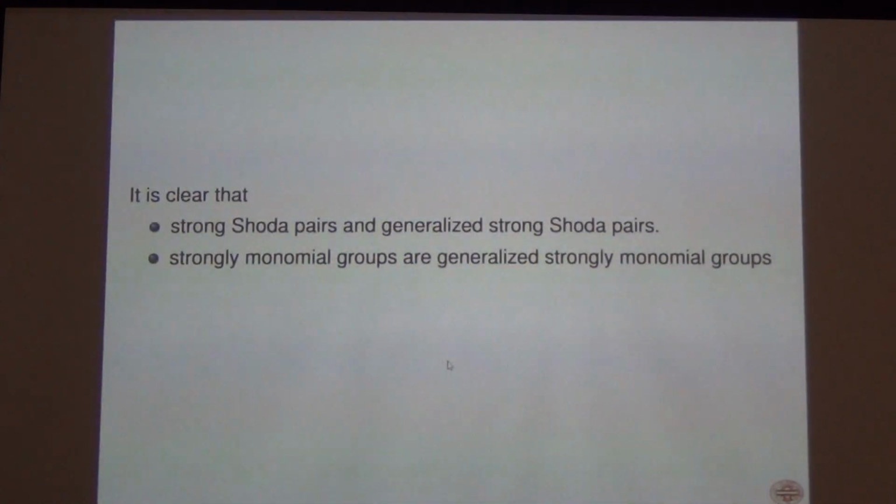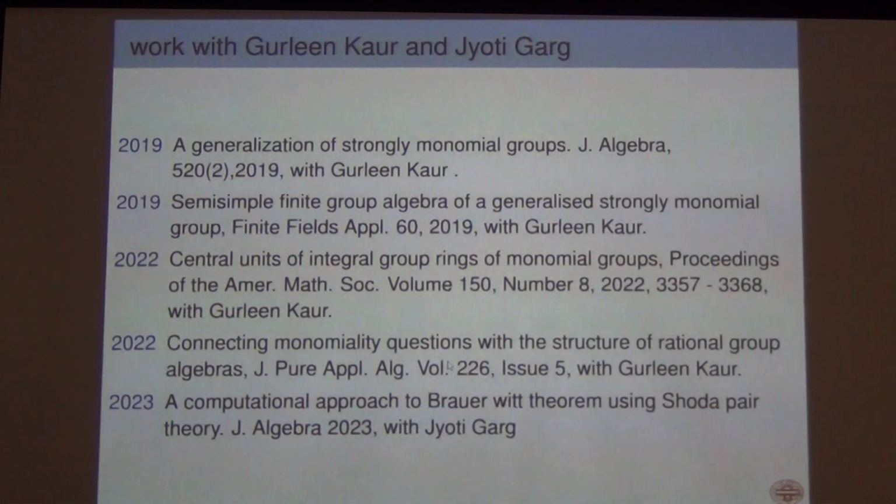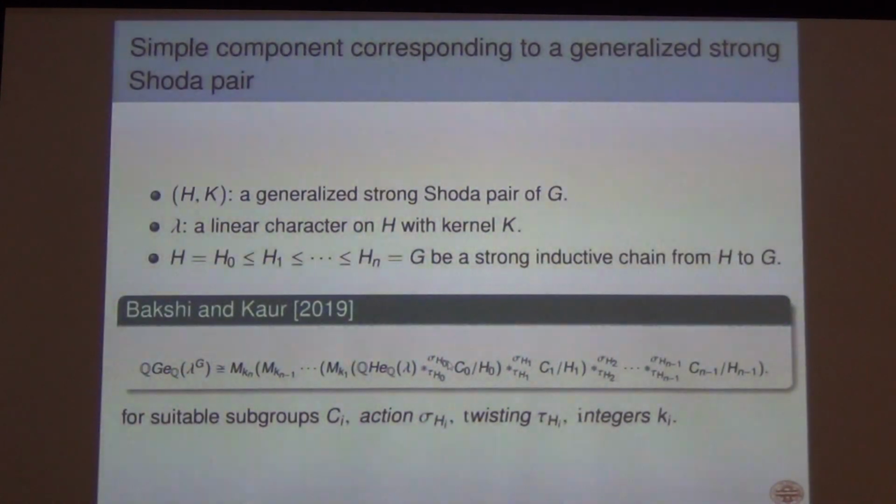Generalized strong Schroder pairs were introduced, and a group is called a generalized strongly monomial group if every irreducible character comes from a generalized strong Schroder pair. This work appeared in a number of papers, and this is the recent one with Jyoti, where we were able to do the computation of the cyclotomic algebra Brauer equivalent to the simple component we were talking about. But this study initiated with Gurmeet, and we got that the simple component is multiple cross product algebras. Take a cross product, take a matrix algebra, again take a cross product, take a matrix algebra.